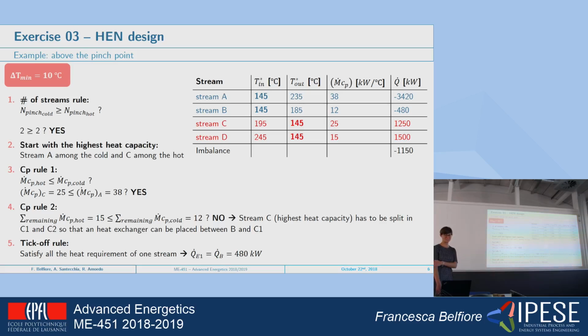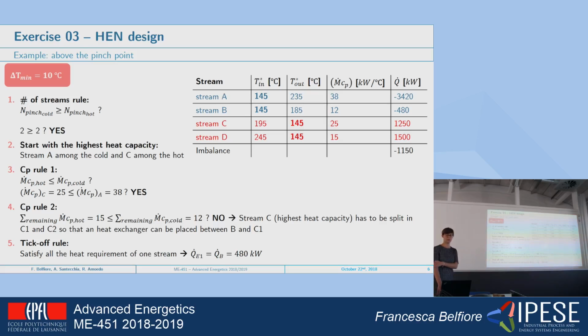And the second rule is about the capacity. So we start with the streams with the highest heat capacity, that are stream A for the cold streams and stream C for the hot streams. The heat capacity of C has to be lower or equal than A. This is satisfied. And then we look at all other streams. In this case, we don't need to make the sum because we have just one hot and one cold stream. But in this case, the rule is not satisfied.